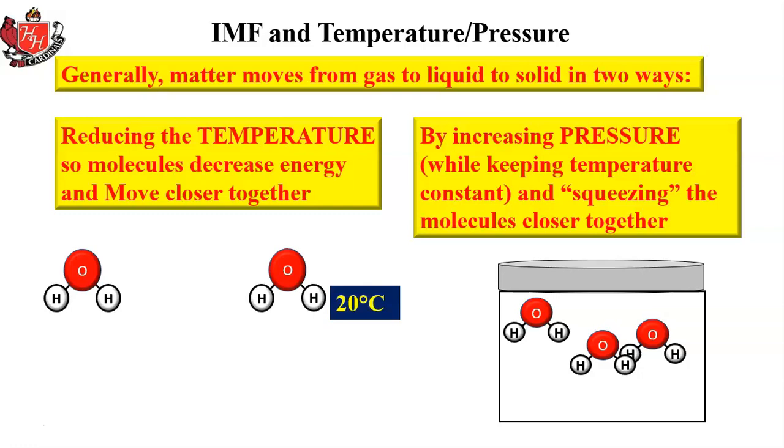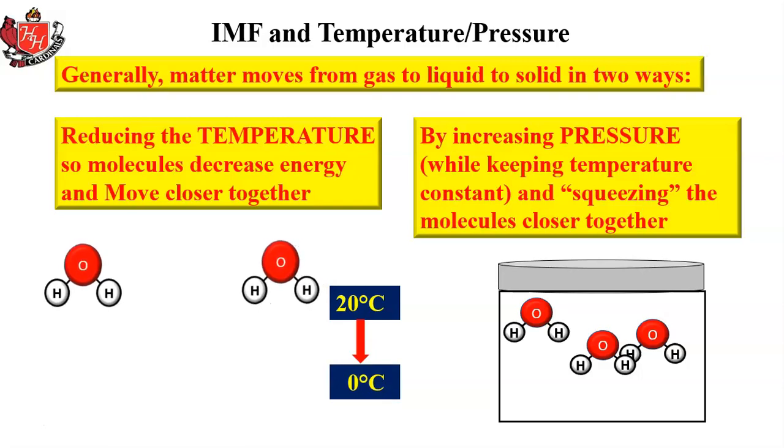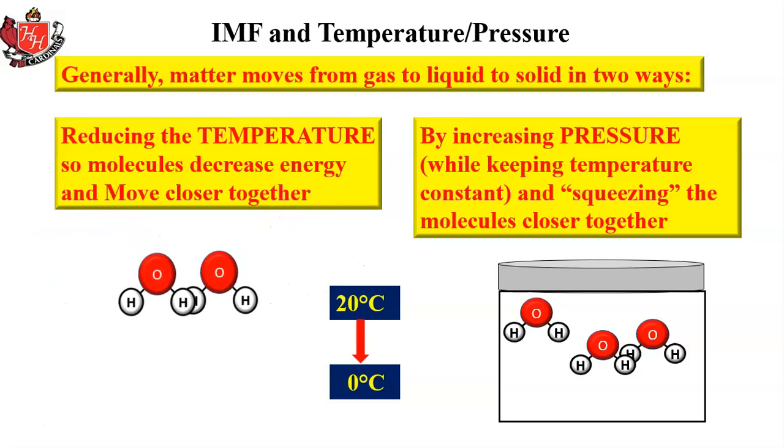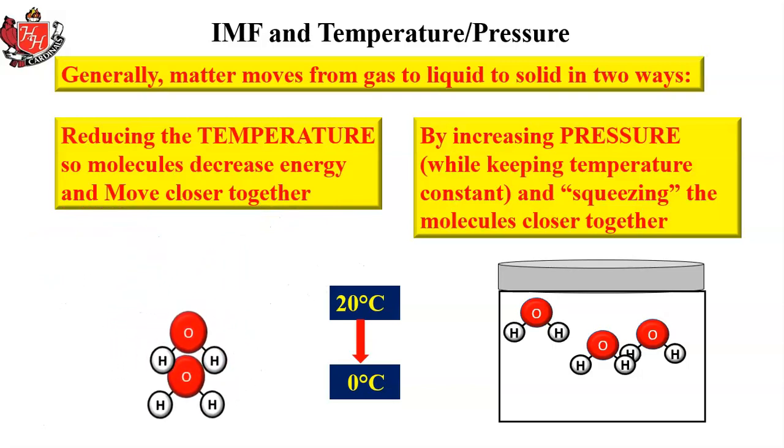So this just gives you a simple illustration. 20 degrees is roughly room temperature. If you drop the temperature in the room down to 0 degrees, then these two molecules that were floating around as a gas will come together and either be a liquid or a solid. They'll lose energy, and because they have an attraction to each other, and we'll talk about that attraction in just a moment, they will come together.